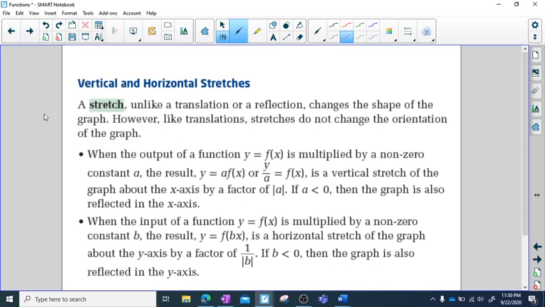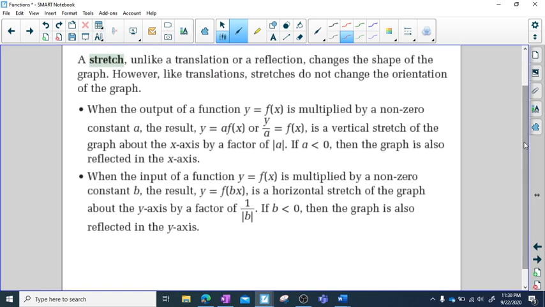All right, so the first thing is stretches. Unlike any of the other transformations, your translations and your reflections, it's actually going to change the shape of the graph. The other two, they don't change the shape of the graph, they just either change the orientation, meaning whether it goes up, down, or left, right, or it changes the location of it, moving it left, right, up, down, whichever.